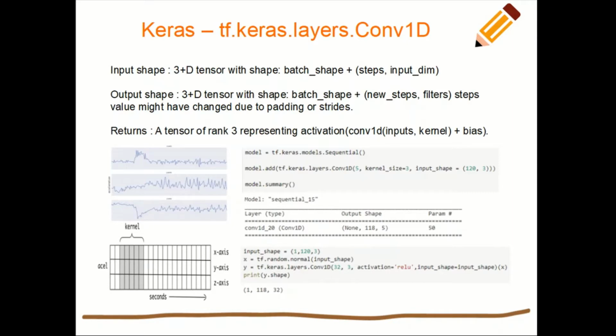We are not padding anything in this particular case. So that is why the filter is able to slide through this 120 samples 118 times. So that is what the output is looking like. And why this 32? Because of the number of filters, right? So how many filters we applied? 32. So 32 different times we applied this particular filter.